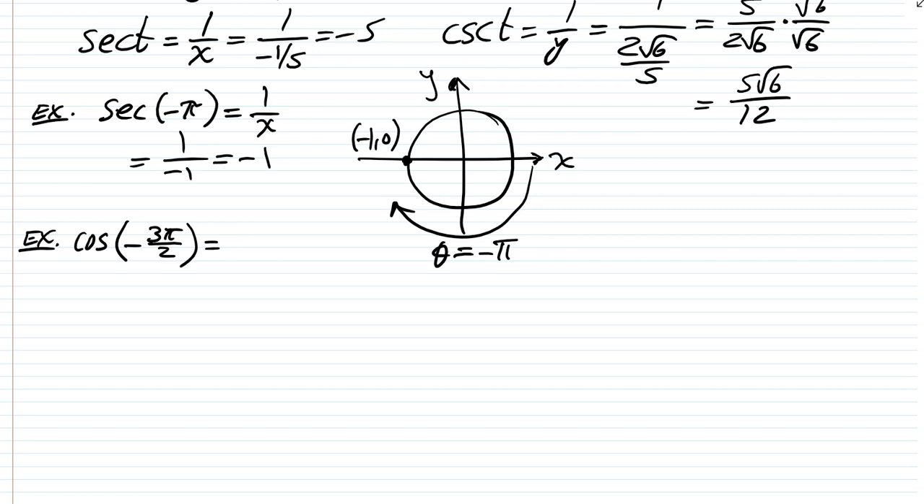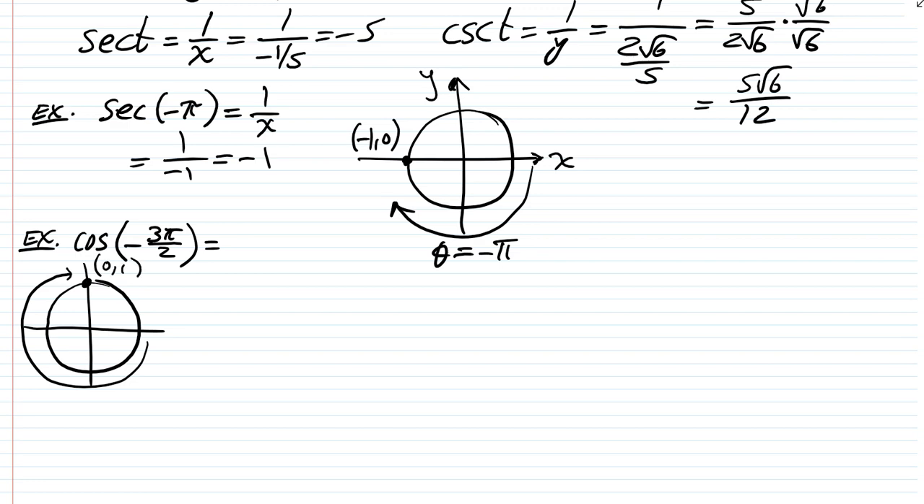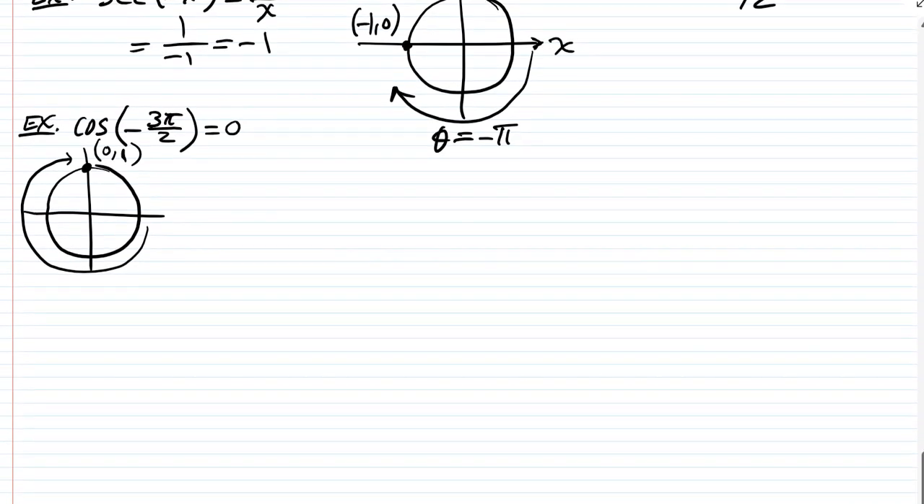We want cosine of negative 3 pi over 2. So in this case, again, here's my unit circle. Negative 3 pi over 2, you go clockwise direction until you land here. Remember, that's 270 degrees. The coordinates of the point are 0, 1. Cosine is the first component, so it's a 0. There you have it, directly from the circle. No work to be shown here.